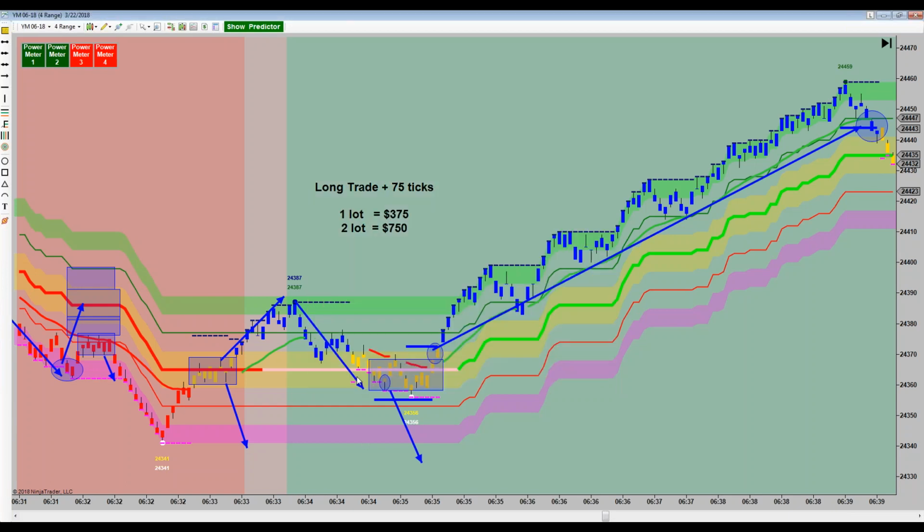Now let's say that your goal for the day was $500. Would you need to keep trading after this trade? Would you need to do any more trades after this trade right here, if your trading goal was $500? No, you would be done.